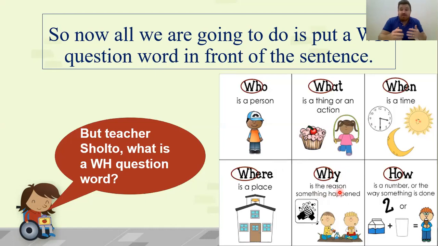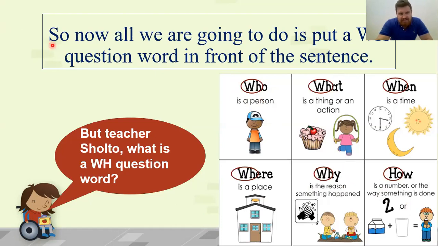When we want to know a number, then we say how many. Or when we want to know how something is done, like how am I teaching you right now? I'm teaching you using a computer. Okay, so how can be a number, how many, or how can be like how do you do it? Like the way something is done. Okay, so that is what we mean by WH, WH, WH, WH, WH, and H. Okay, so these are all WH question words.